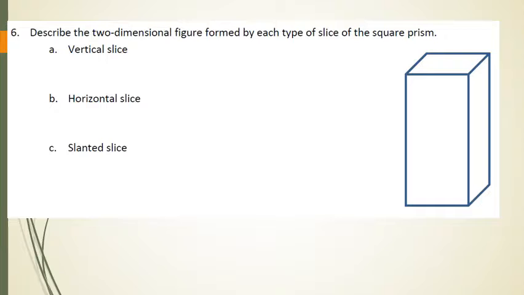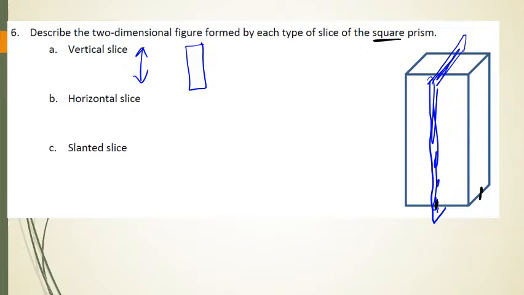Describe the two-dimensional figure formed by each type of slice of the square prism. Notice we said this is a square prism, so that means that the base, this side, and this side are the same length. So what will we form? What two-dimensional figure would be formed by a vertical slice? Well, a vertical slice is going to go up and down. It's going to be perpendicular to the base, and we're going to be cutting this right straight down. If you imagine cutting through from the top to the bottom and then pulling it apart, you would be looking at a shape that looks like this. So that would be a rectangle.